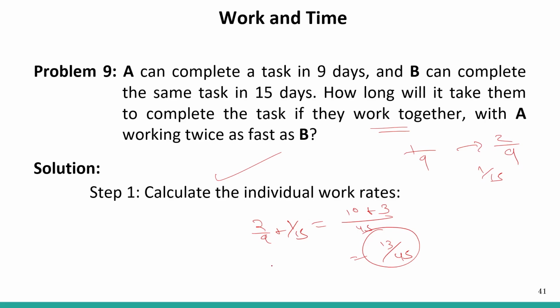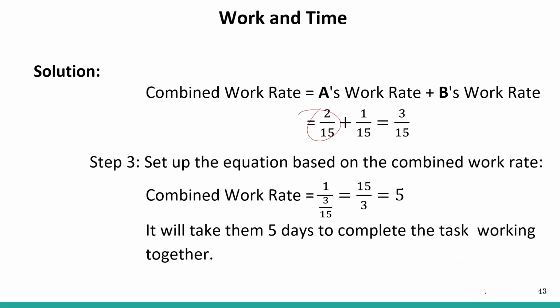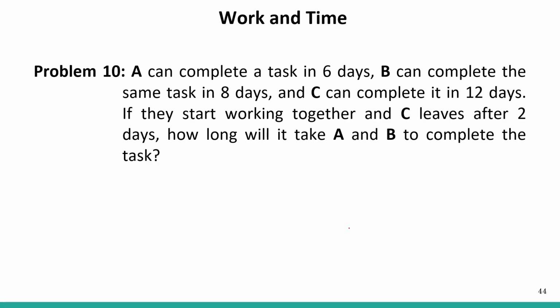So the amount of work is what? The time taken is equal to number of tasks by rate, that is 1 by 13 by 45. So this becomes 45 by 13. So this will take approximately 3.5 days. Okay, this much amount of time it will take. So let's see problem number 10.